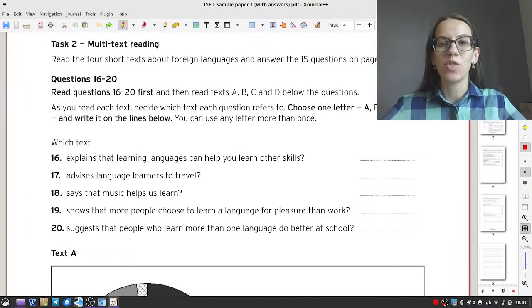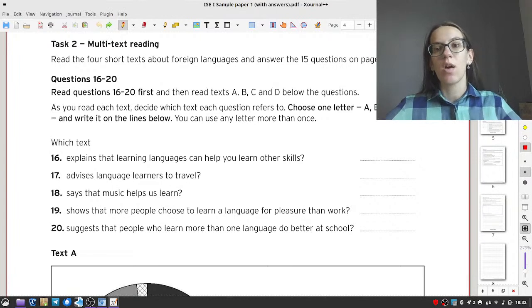Welcome to the weekly stream where we look at different exams and I show you strategies and share some tips of how to work with different task types. We look at various papers of different English exams.